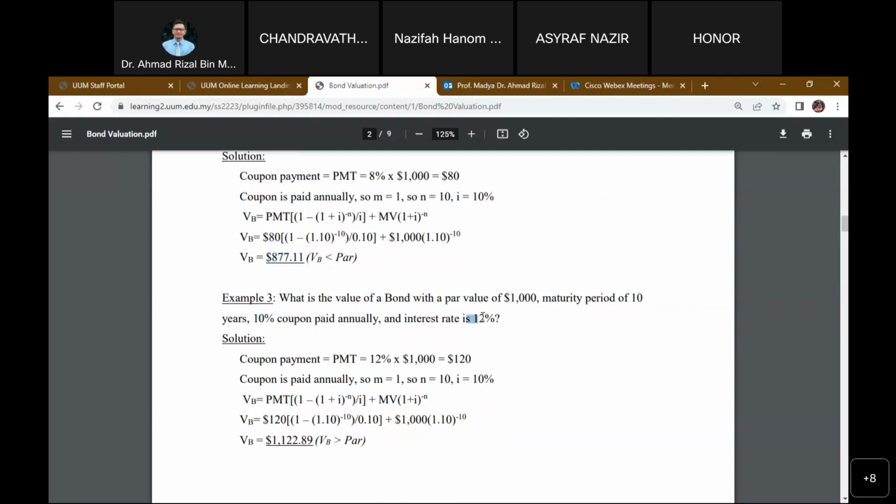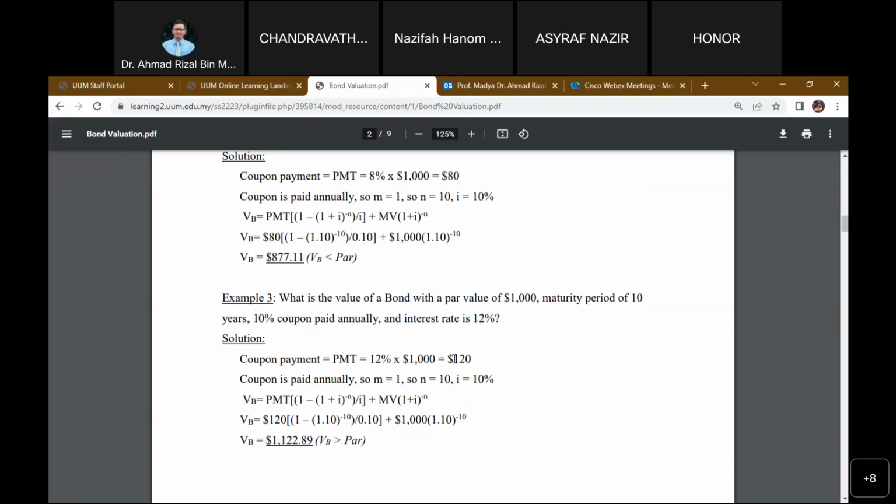Interest rate is 10%. Okay, this is wrong actually. This one is actually 12. I cannot change it here, but you change it yourself. The coupon payment should be 12%. Interest rate remains 10%. So first and foremost, you calculate the coupon payment.